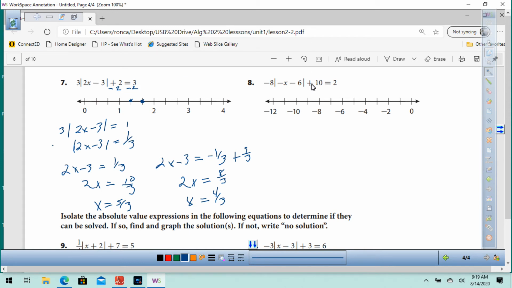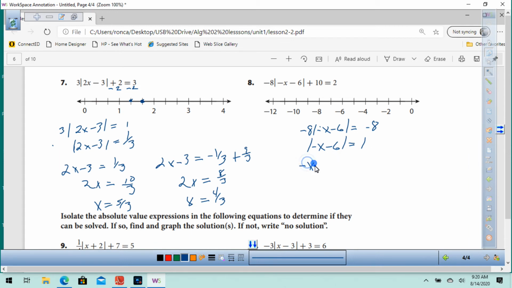All right, here, let's go ahead and we'll subtract 10 from both sides. You got negative 8 times the absolute value of negative x minus 6 equals negative 8. Divide both sides by negative 8, and you got negative x minus 6 equals 1. Now, that brings up another point. If you get to where you have an absolute value equals a negative, then you're going to have something called no solution, okay? But that didn't happen in this case.